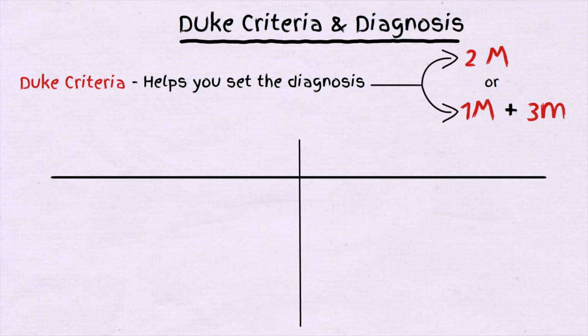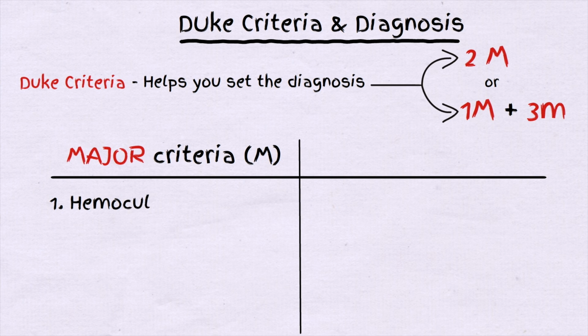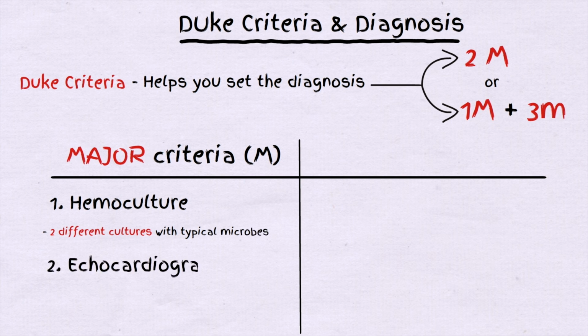Let's talk about the major criteria. The first major criterion is based on the presence of some typical microorganisms in the blood, also known as a positive hemoculture. A typical microorganism must be found in at least 2 different hemocultures. The second major criterion says that on the echocardiography there must be signs of endocardium involvement, such as the presence of vegetations on the cardiac valves, or a valvular regurgitation.